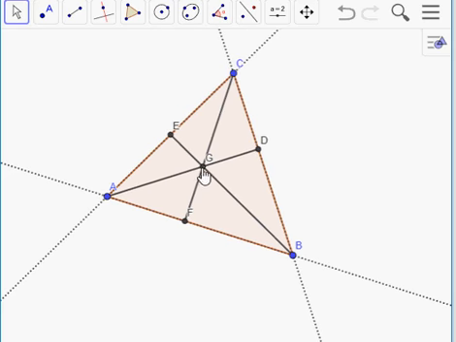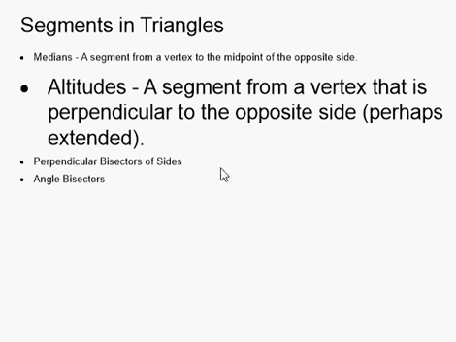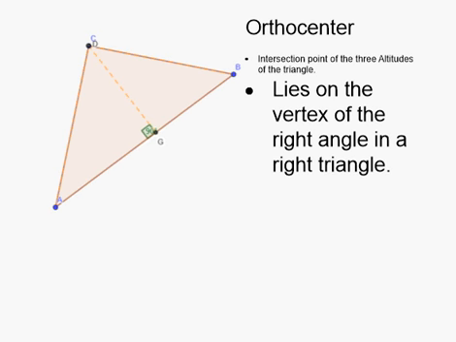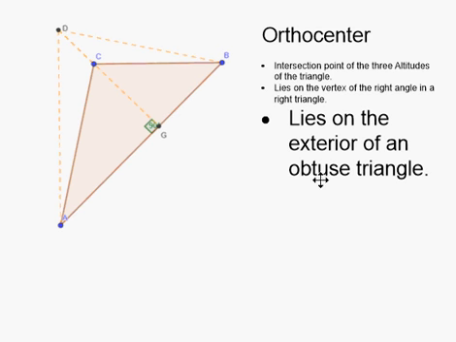Okay, so what do we know about this special point here that's labeled G? The special point is referred to as the orthocenter. The orthocenter is the intersection point of the three altitudes of the triangle. And in this triangle, point D in this example, is the orthocenter. We have the three altitudes. You can see they're meeting the sides at right angles, and they all three meet at point D. So D is called the orthocenter. The orthocenter lies on the inside of a triangle if it's acute. It lies on the vertex of the right angle in a right triangle, and it lies on the exterior of the triangle in an obtuse triangle.